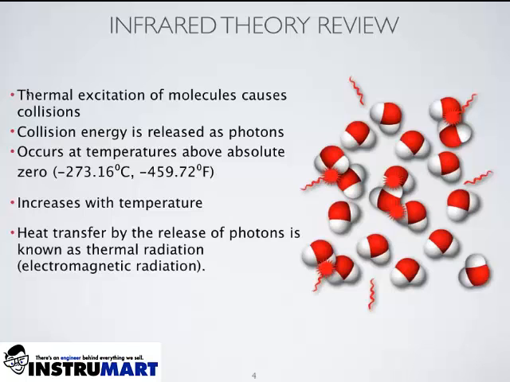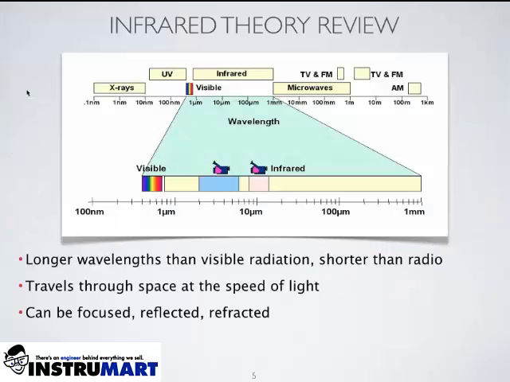This form of heat transfer that is caused by the release of photons is known as thermal radiation or infrared radiation. Thermal or infrared radiation is what is sensed or seen by an IR thermometer and IR camera. The chart shown here on slide 5 is a representation of the electromagnetic spectrum. From the chart, we see how infrared radiation relates to other forms of electromagnetic radiation.